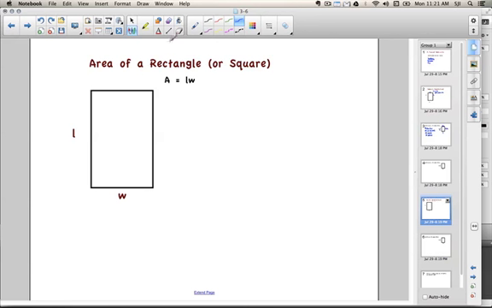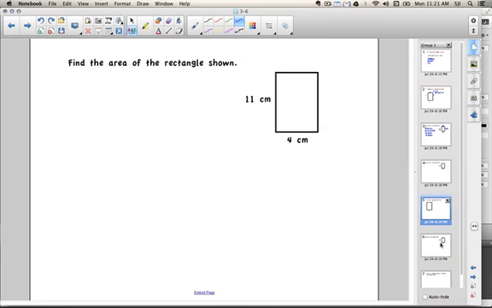Let's talk about area of a rectangle. Now, when we think about area, we're thinking about how much space does this rectangle take up? If you were to think of this as a footprint, how big would the footprint of this rectangle be? Or we can talk about a square. And in order to find the area, area equals the length times the width. So all you're going to do is take the length and multiply it by the width.